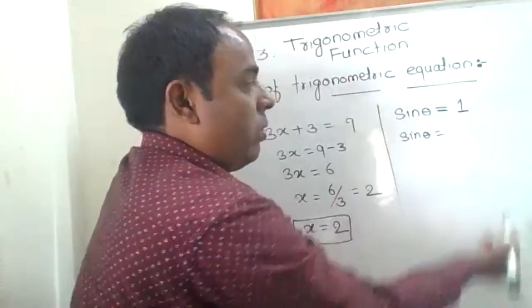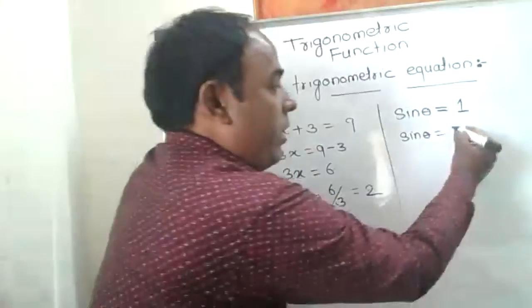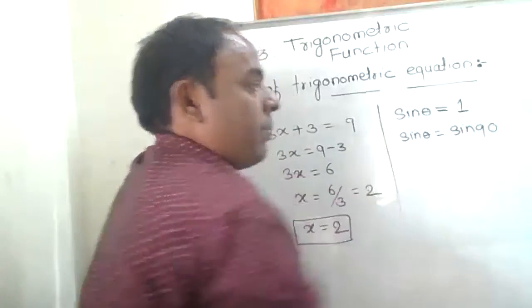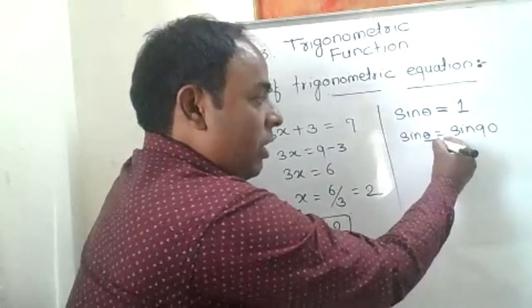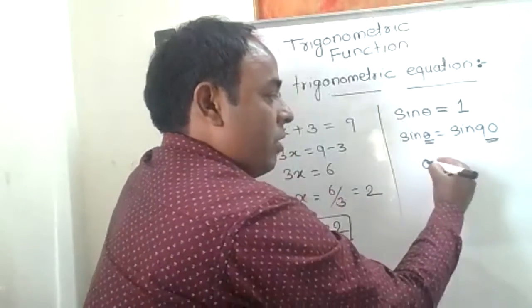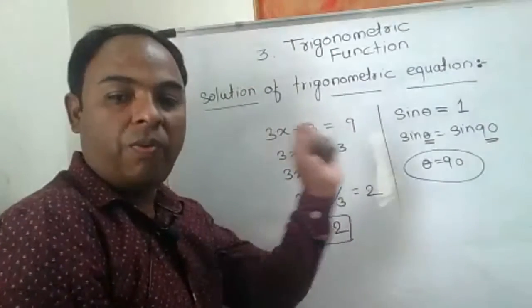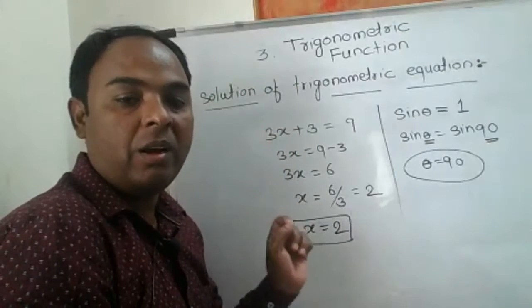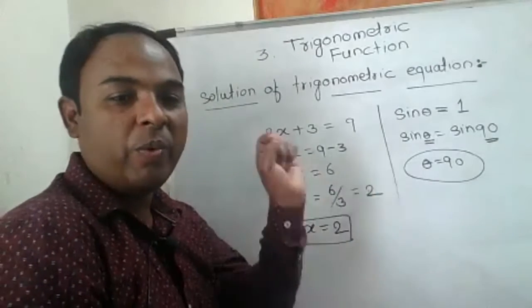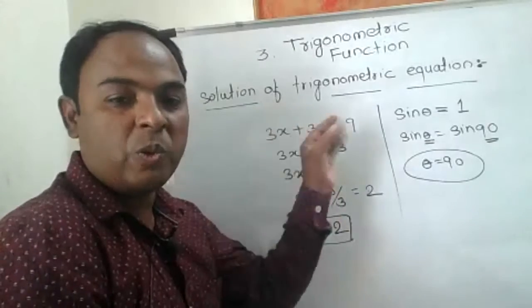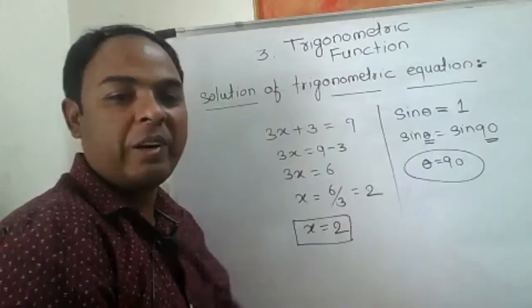So sine theta equal to 1. Sin 90, the value of sin 90 is 1, my friends, okay? So therefore what is the value of theta? Theta equal to 90 degree. So therefore we are getting the value of the variable. Here also we get the value of the variable, that is x equal to 2. Here we get the value of the variable, that is theta equal to 90 degree. So this is called the solution of a trigonometric equation.